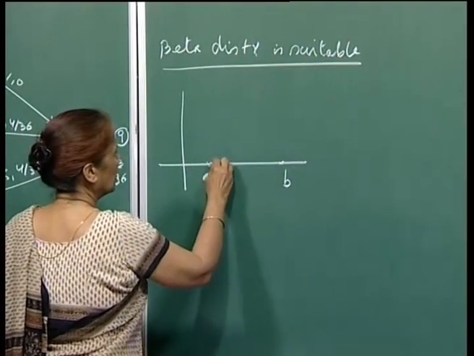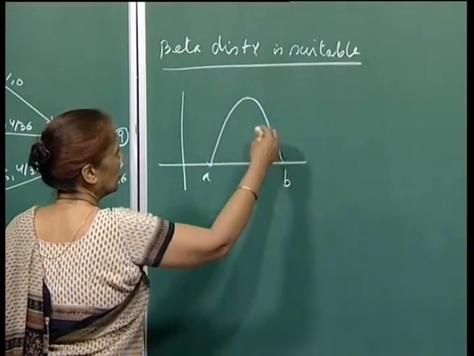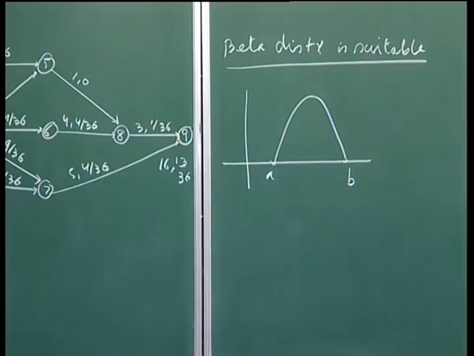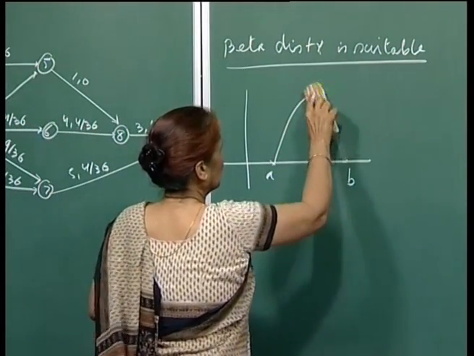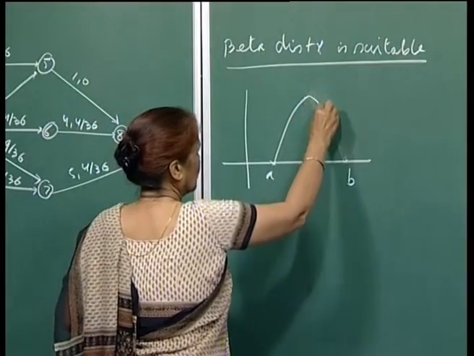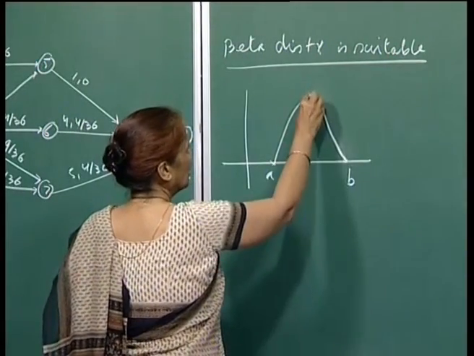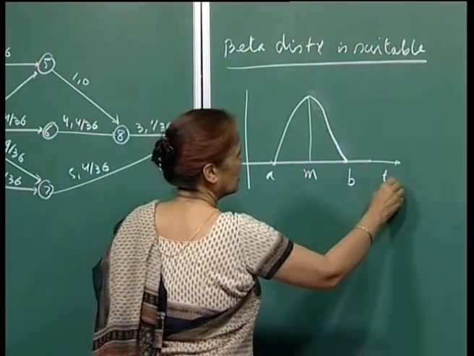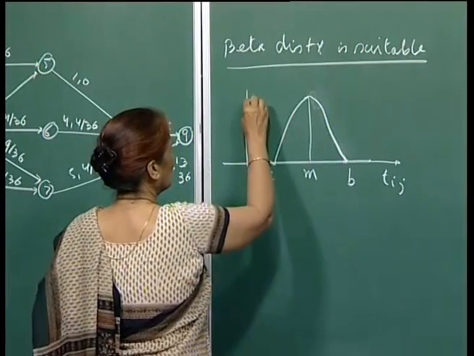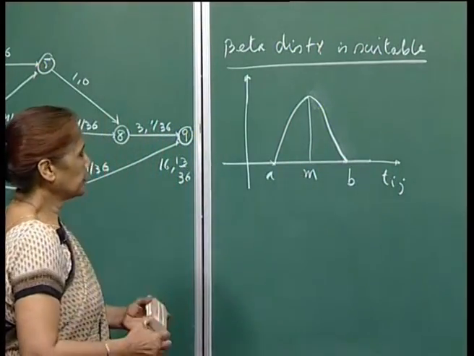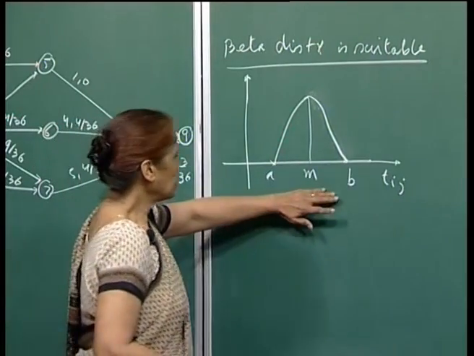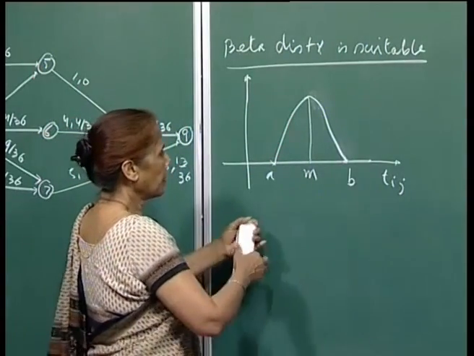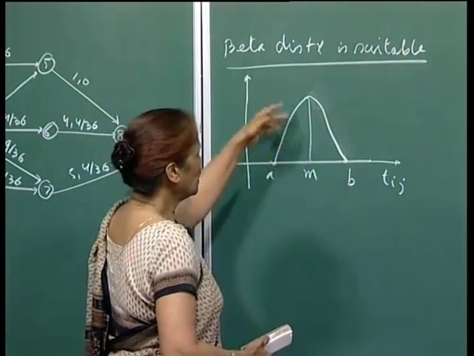And as you can see, the idea here is, if this is your A and this is your B, then it should not look so symmetric. I should try to make it a little asymmetric. Something like this, right. And this will be your M. So this is your Tij, this is the time, and this describes the probability of Tij taking a certain value in this interval. So, this describes the curve.